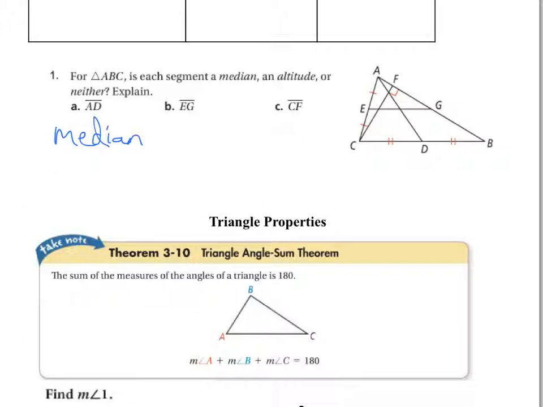What about EG? EG comes from this midpoint and goes over here to this side. That is not a median because this would have to go over here to the vertex of angle B. Therefore, EG is neither. What about CF? CF comes from the vertex here and goes over to the side of AB and forms a 90-degree angle. By definition, that is an altitude.